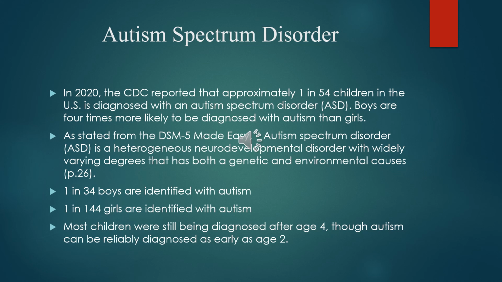Some known statistical factors are 1 in 34 boys are identified with autism, and 1 in 144 girls are identified with autism. Most children were still being diagnosed after age 4, though autism can be reliably diagnosed as early as age 2. In the next slides, I will describe thoroughly the diagnostic criteria as well as symptoms to better help our understanding.